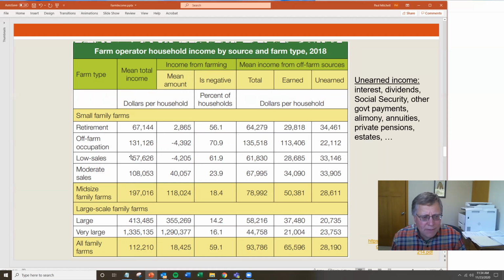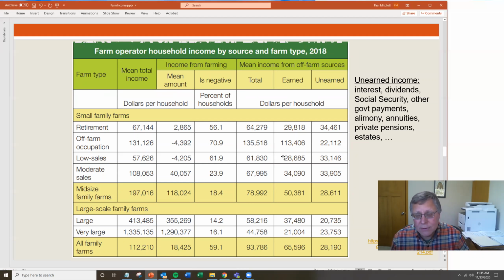But $57,626 is the average, the mean of household income, not the median, the mean. What's their income from farming? 62% of them is negative, so the average, not surprisingly, is below zero. $4,200 is their loss. They're losing $4,200 on average from farming. Where do they get their money from? They get $61,000, almost $62,000, from off-farm sources, both earned income and unearned income.